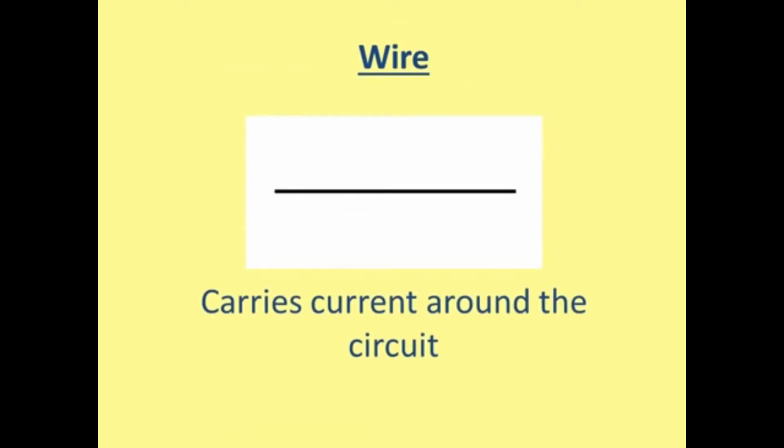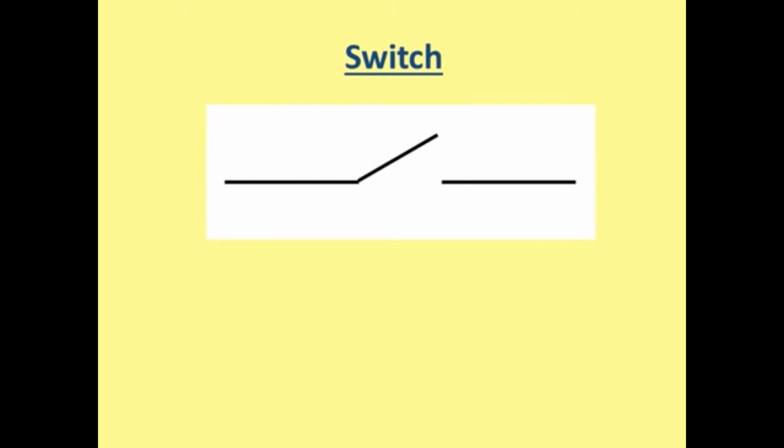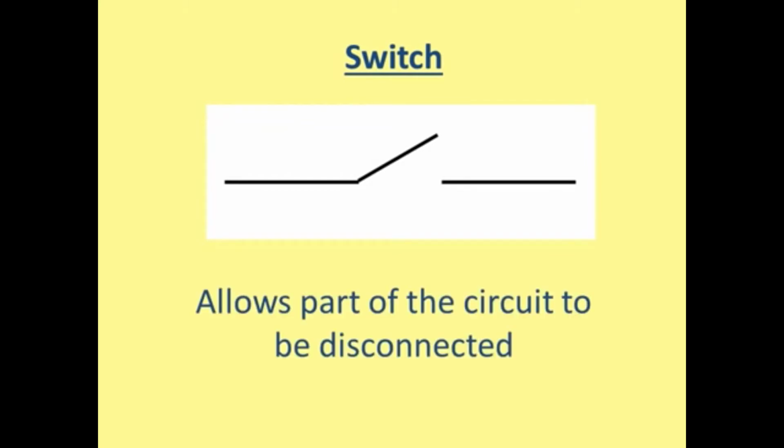This is a wire. Wires carry current around the circuit, and they must be straight, and you must use a pencil and a ruler. This is a switch. A switch allows part of the circuit to be disconnected. Everyone knows what a switch is for.